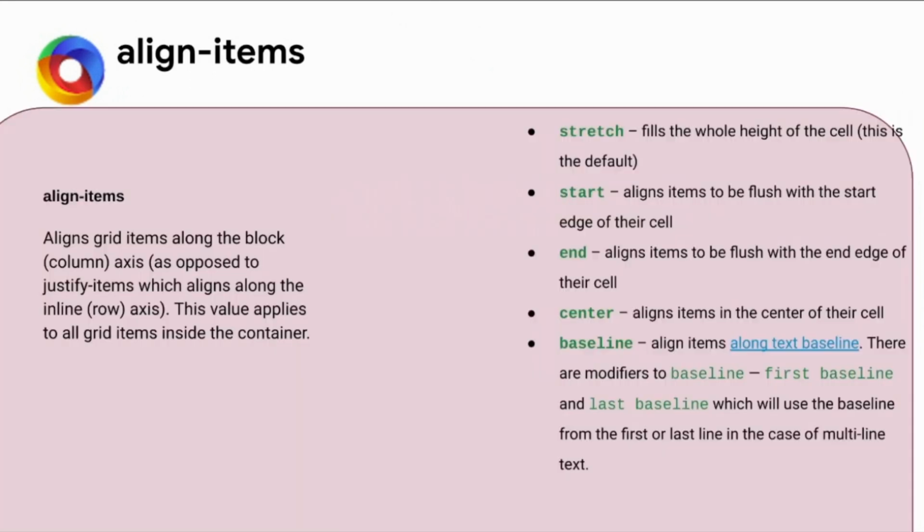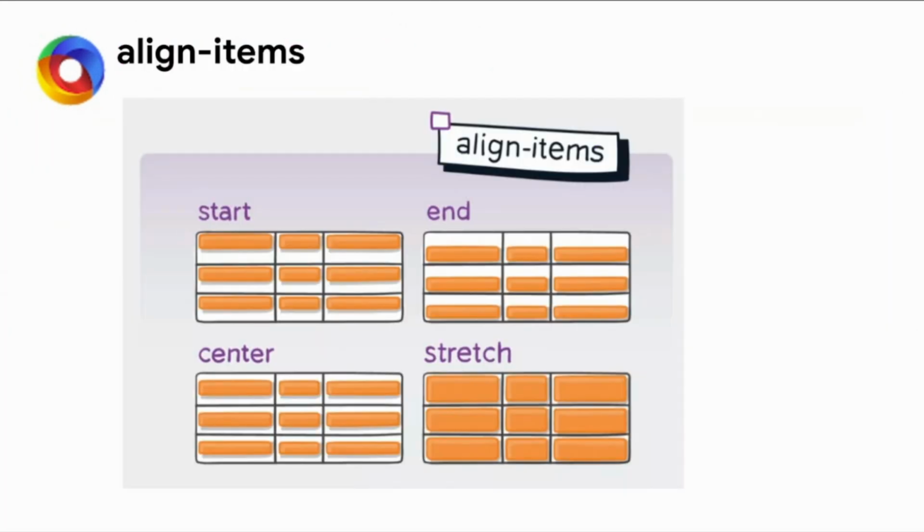Similarly, we have justify self and align self. So what exactly is it? Suppose this is one of the cells. I want all the cells to be aligned items end, but this cell I want to be at align items top. In that case, you can change align self here to top. So it will change the property for this one cell; align self overrides the property of align items.